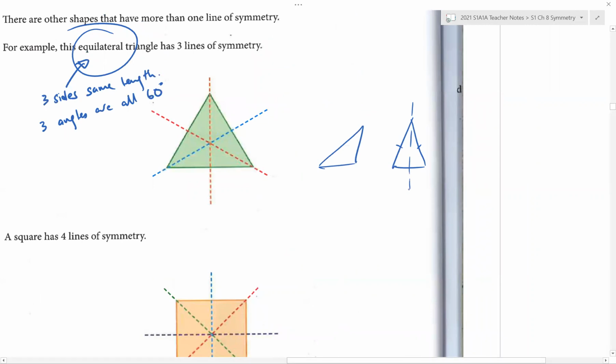So how many sides does a triangle have? Three sides. What is the maximum number of lines of symmetry that you can have? Three, very good. And that belongs to a special triangle. What is that special triangle called? Yes, equilateral triangle. Okay, we move on.